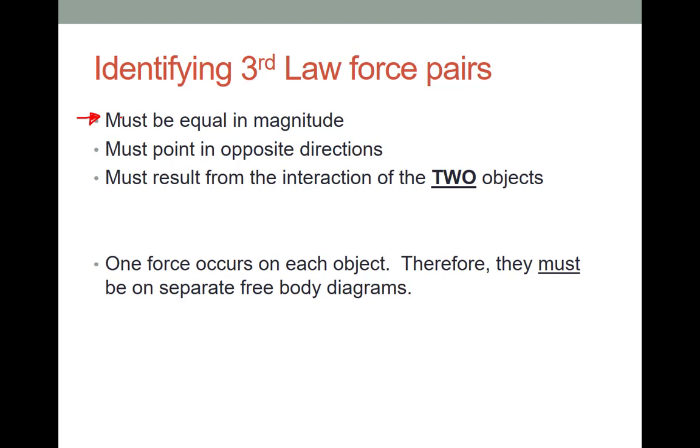Okay, so how do you identify the pair? Well, look at the direction. They must point in opposite directions. Have to. They must result from the interaction of two objects, which means they must be on two free body diagrams. If you have two forces that are equal and opposite, but only on one free body diagram, those are not a third law force pair.